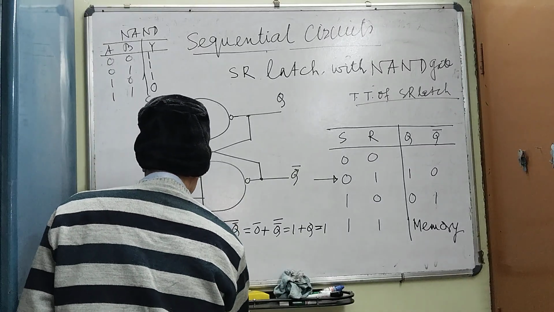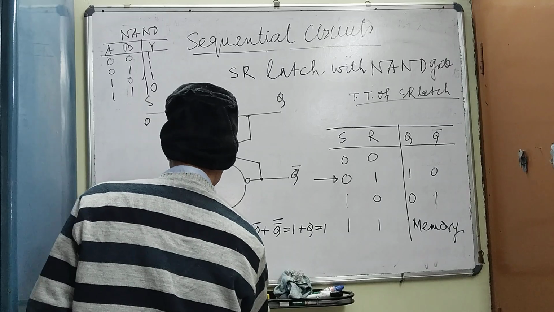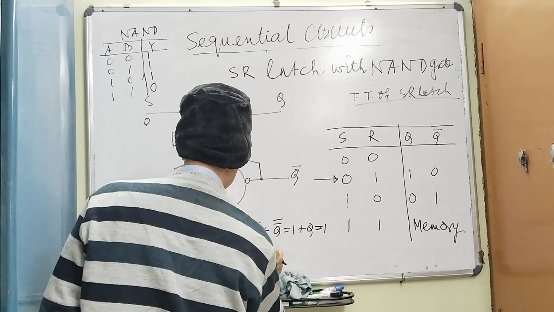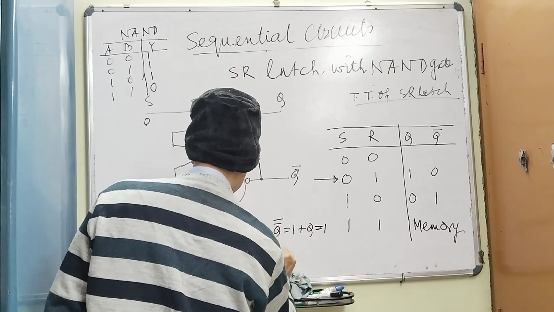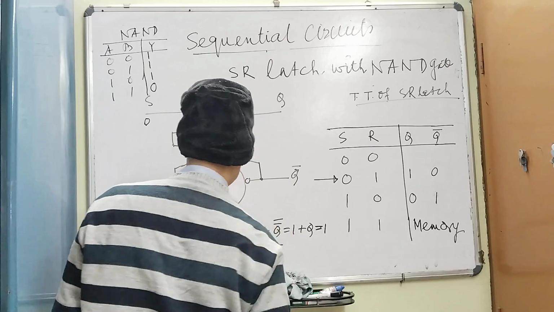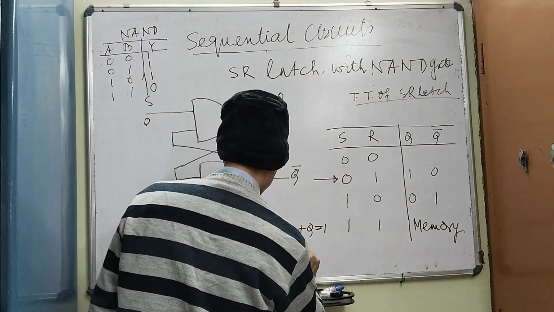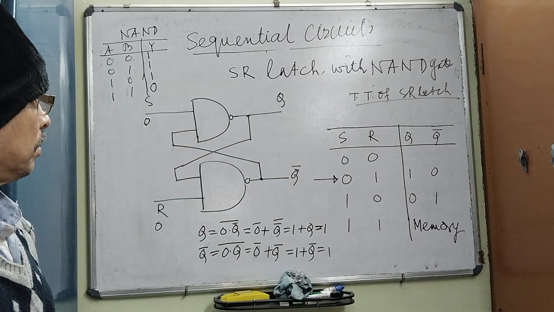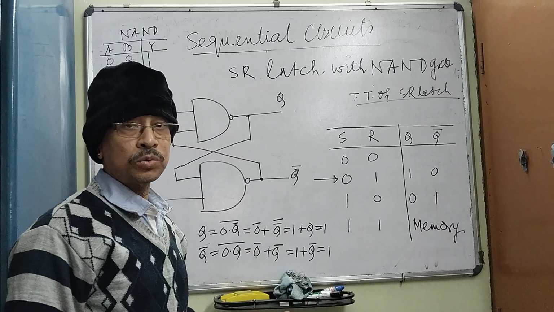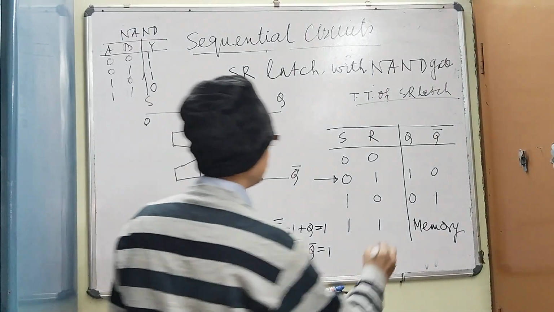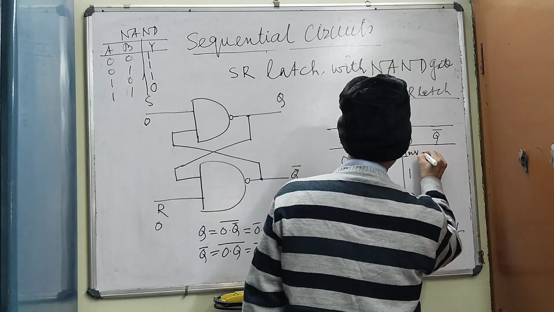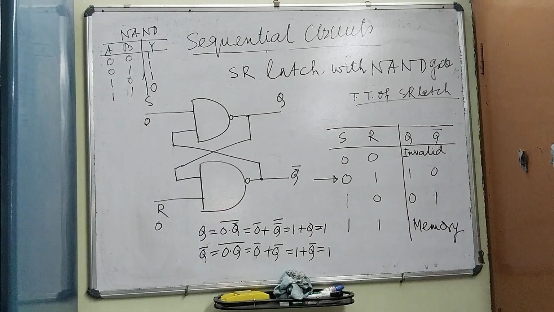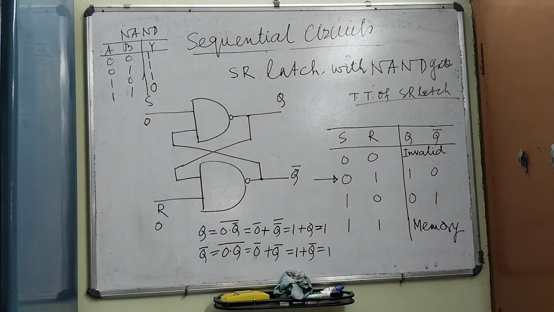And similarly Q bar equals, here is the 0 dot Q, the whole bar. So 0 bar plus Q bar, then what will happen? This is 1 plus Q, this is also 1. So both are 1. Q equal to 1, Q bar equal to 1. It is not possible, so it is invalid, or not used. So this is the SR latch with NAND gate.